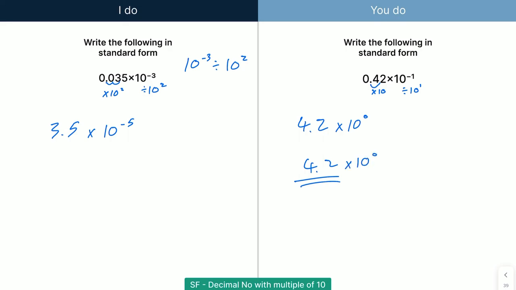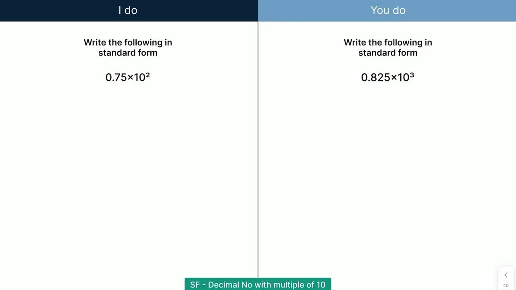So moving on, we now have write the following in standard form. So again, the exact same thing. I hop 1 to the right, which means I times by 10. So I'll do the opposite on this side. I divide by 10. And I'll keep the power there because it makes our life easier. So that's going to be 7.5. Now, that becomes 10 squared divided by 10 to the power of 1. You just subtract the indices. So 2 minus 1 gives us 1. So that is our final answer there.